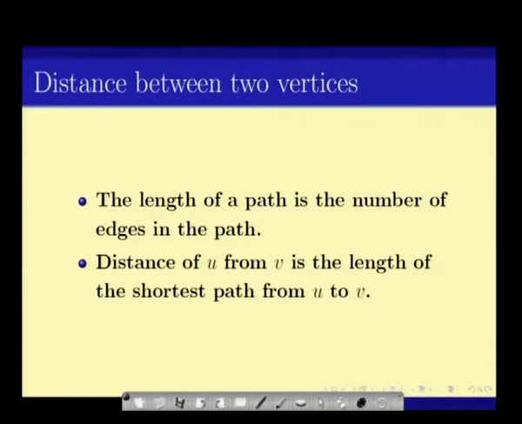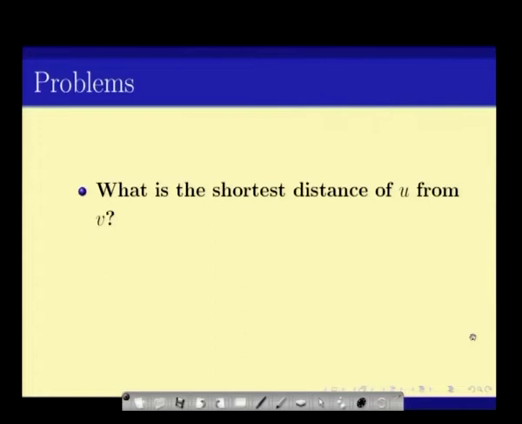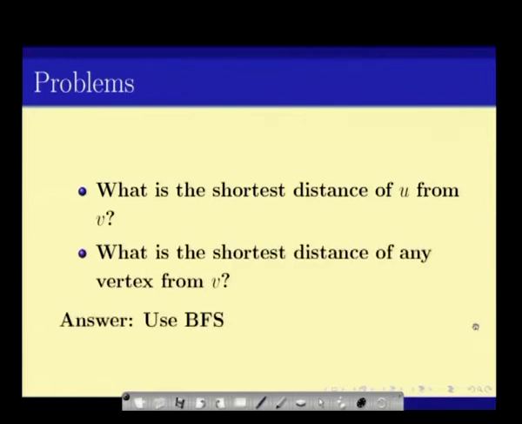You can think of this as a map of a city. So, you have these various nodes and we have the edges, and the question is how many roads we have to take to reach one place from another. And so, the question that one has to ask is what is the shortest distance of u from v, and rather we can also ask what is the shortest distance of any vertex from v. So, we are at a vertex v and we say that it is my home and I want to calculate the shortest distance of all interesting places in this city from my home.